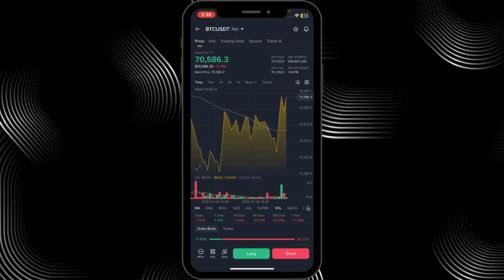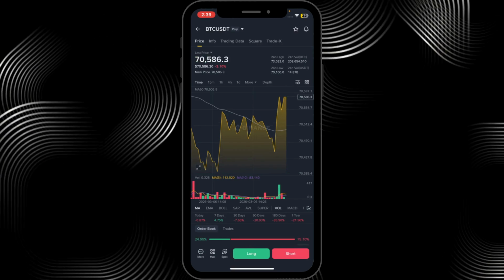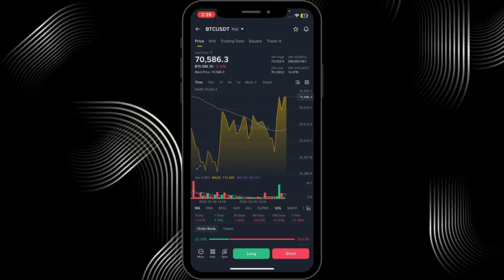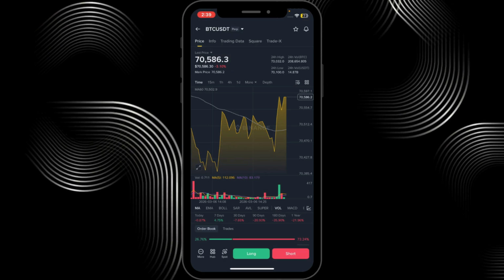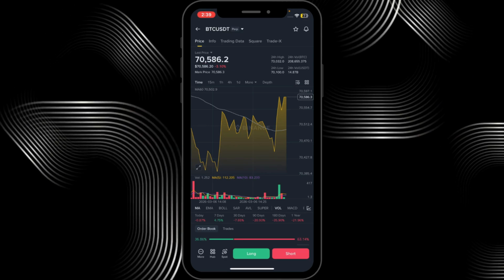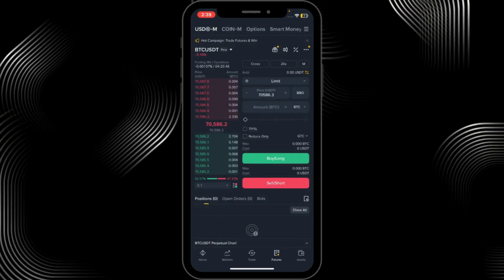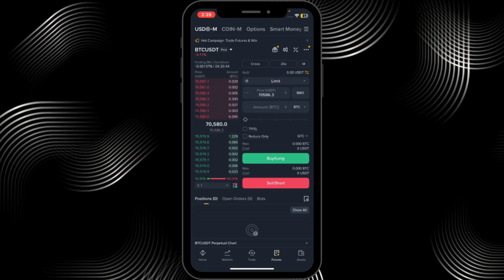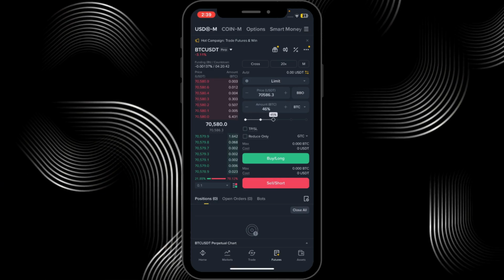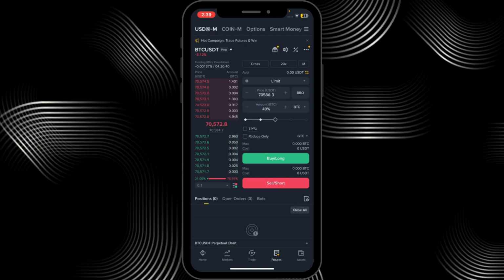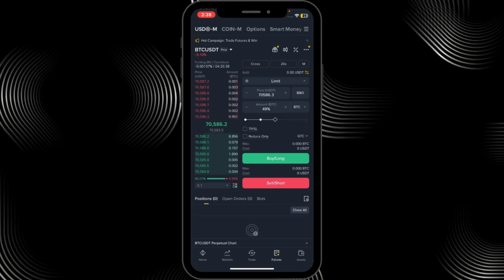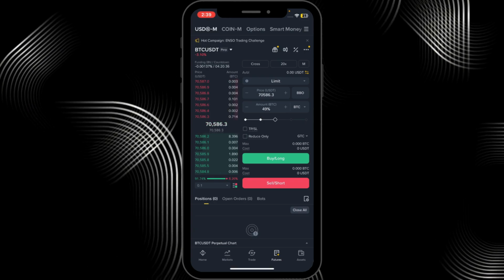Now I'm going to go long or go short. Please be aware that this is not financial advice, so study the market, because Bitcoin especially is highly volatile. Now I'm going to hit long, and I'm going to enter the price that I want to buy at. I can buy 49% of Bitcoin.